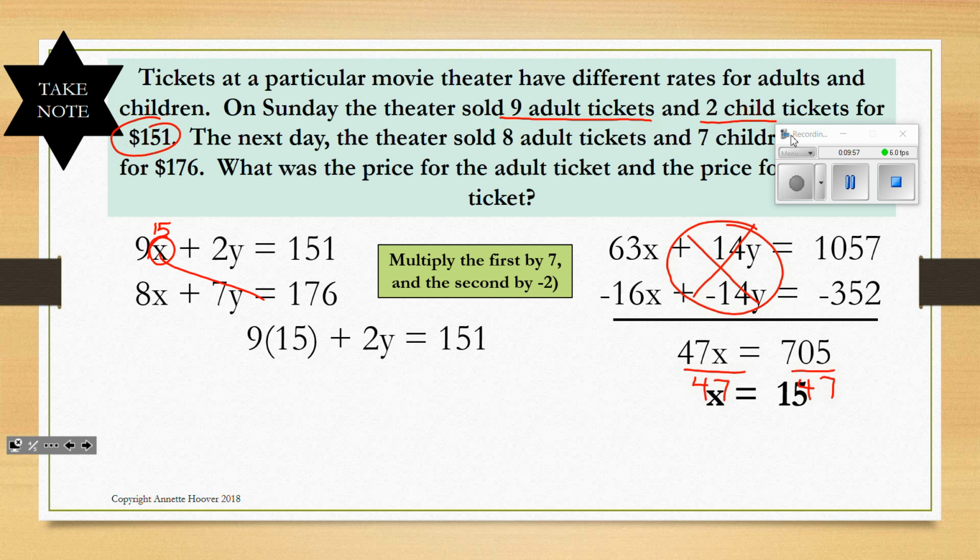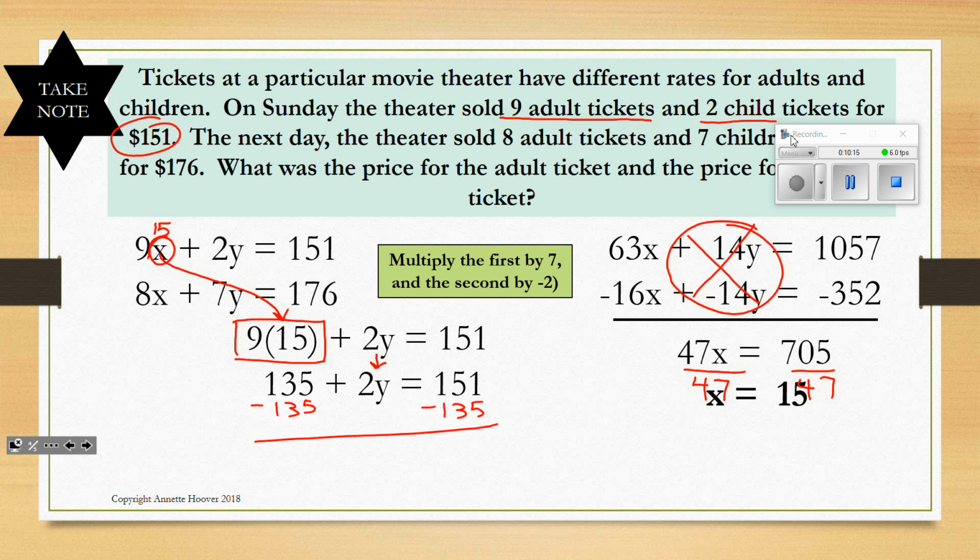So if we plug that in right here, if we follow our order of operations and we do our multiplication first, 9 times 15 is 135. We've created a two-step equation. We locate the variable. We move what's not attached to the variable first. We're going to subtract 135 on both sides of the equation. And then we're going to divide by 2, and we get 8. So now we know that the number of adult tickets was 15, and the number of child tickets was 8.